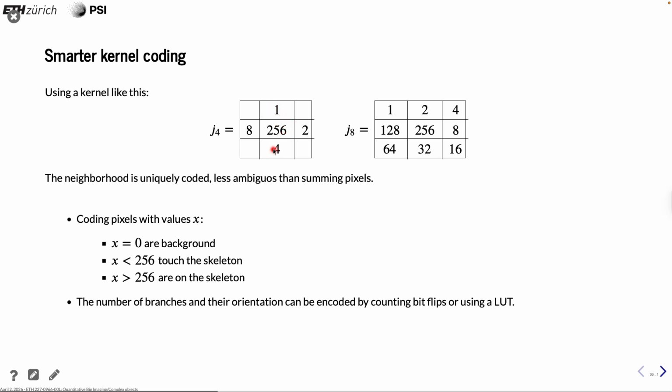So this would be a 4-connected neighborhood, and this would be an 8-connected neighborhood. And the reason why I'm doing this is that every pixel, in principle, gets a binary map, where each bit corresponds to a pixel in the neighborhood. And then you can actually do bit sequence analysis and see how the branching looks like, or you can just use it with a lookup table.